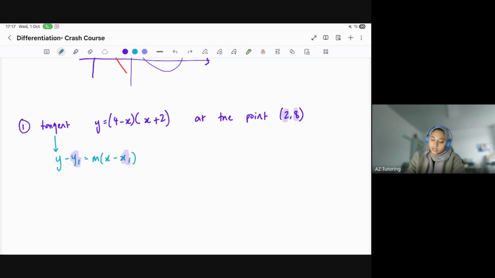Now remember, m is your gradient. So we need to find the gradient of this line at this point here. So to find the gradient, we're going to differentiate this curve. So before doing that, we need to rewrite this. So we're going to say y equals, let's expand this, 4 times x is 4x. 4 times 2 is 8. Minus x times x is minus x squared, and then minus x times 2 is minus 2x. Simplifying that, y equals, I'm just going to put it in term order.